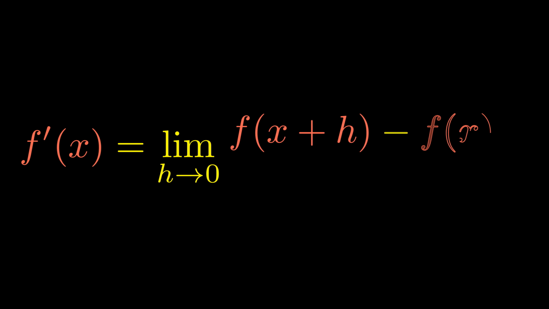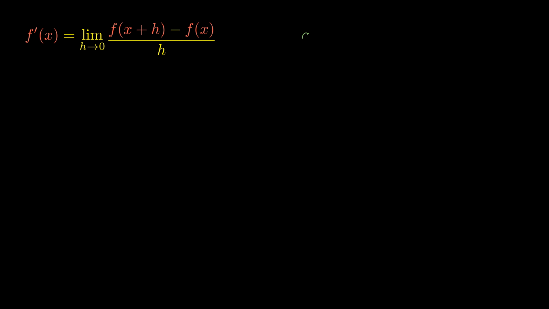Recall that the derivative is by definition the slope of the tangent line, or in math terms, the limit as h approaches 0 of f of x plus h minus f of x over h. If you use this definition for g of x instead, it will be the limit as h approaches 0 of g of x plus h minus g of x over h.